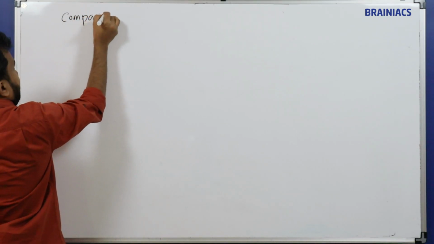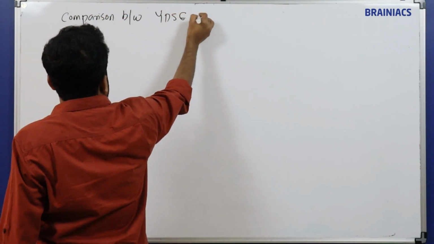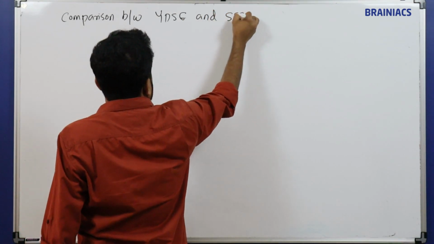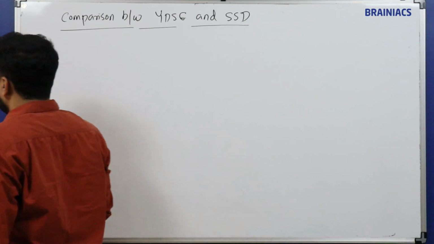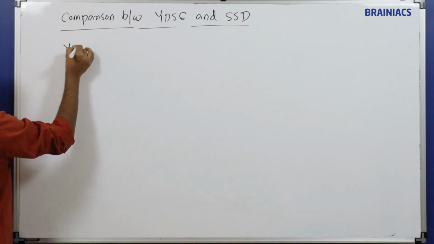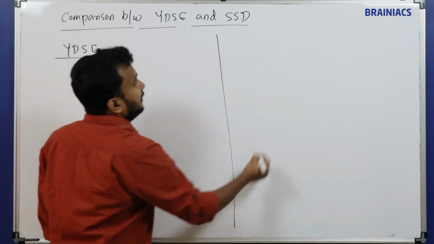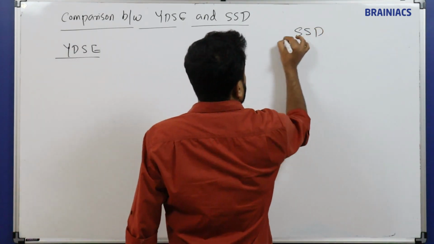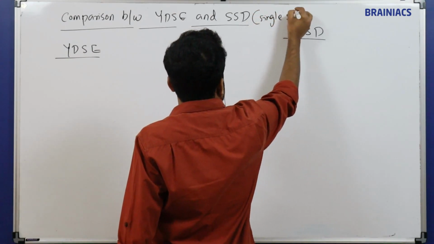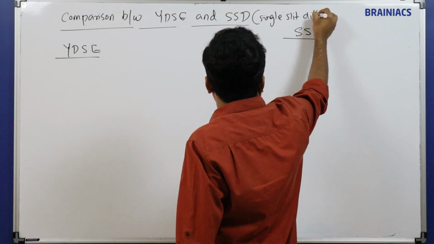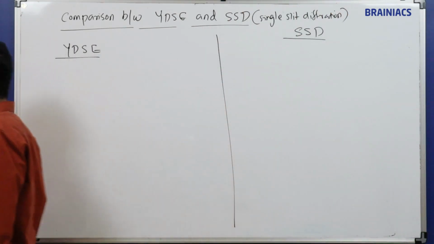Comparison between YDSE and SSD. Comparison between Young's double slit experiment and single slit diffraction. So Young's double slit experiment on one side, and on the other side SSD, single slit diffraction. If you don't know, in the bracket please write single slit diffraction. Now you know, but maybe after 1 or 2 months, if you look, you will not understand.